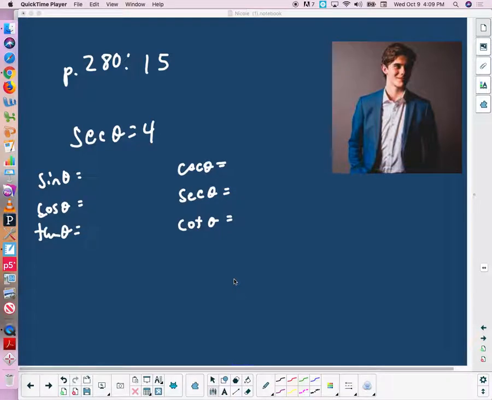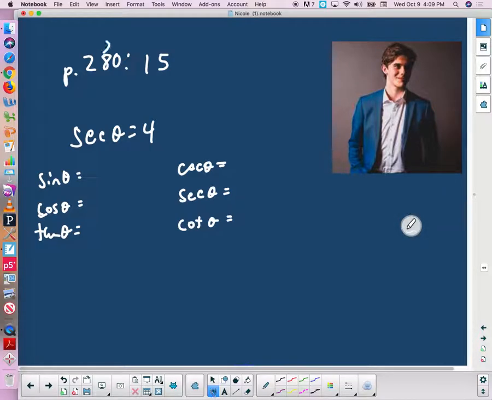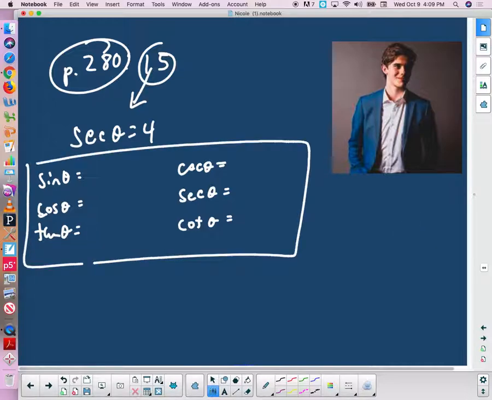This is help with problems on page 280, and the video is going to be very short. On number 15, you'll have to do 13 and 17 or something like that. But if I give you one trig word, you should be able to find all 6. The way that you would do that is, you know your letters. Secant of theta is 4, so cosine of theta would have to be 1/4.